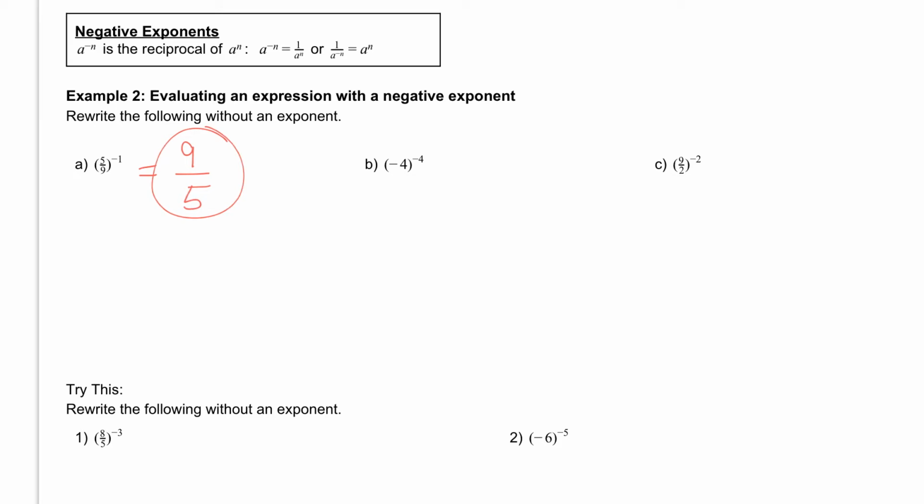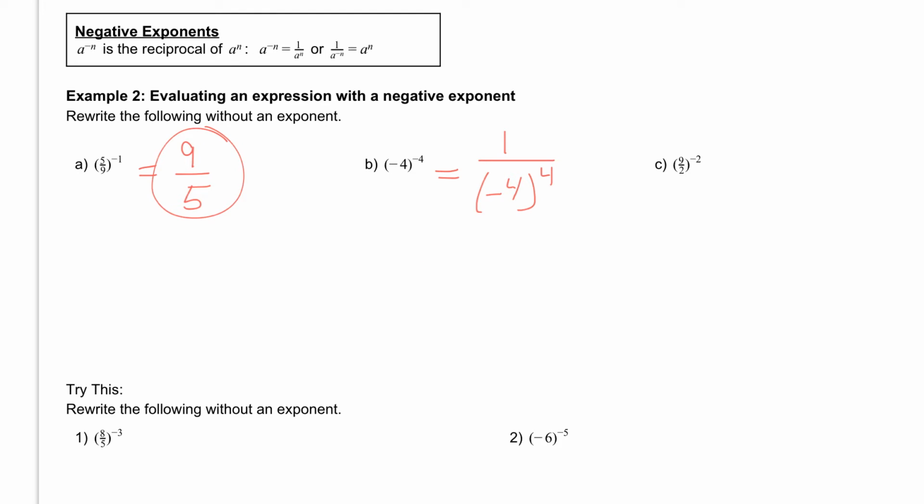If we take a look at letter B, we have negative 4 raised to the negative 4. So this has to come to the bottom, to the denominator, to become positive. So we can rewrite this as 1 over negative 4 to the positive 4. Once we take this from the numerator and move it to the denominator, that exponent becomes positive. That's our goal, to always have positive exponents. Once it's here, then we can go ahead and evaluate.